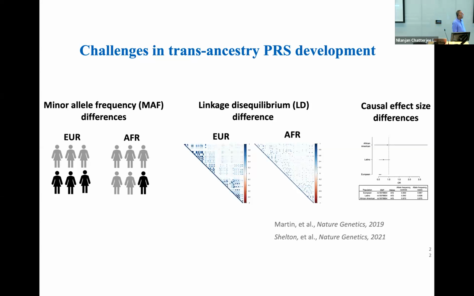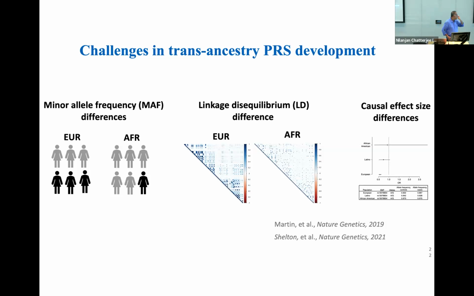The other big problem could be differences in the correlation pattern. In the European population versus the African population, for example, because the African population is older, there is less correlation between SNPs, and there are more recombination events, and that's why there is less correlation among SNPs.